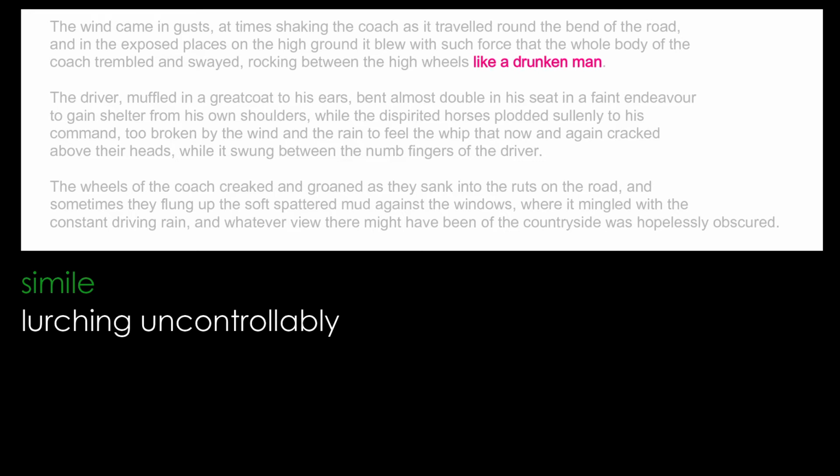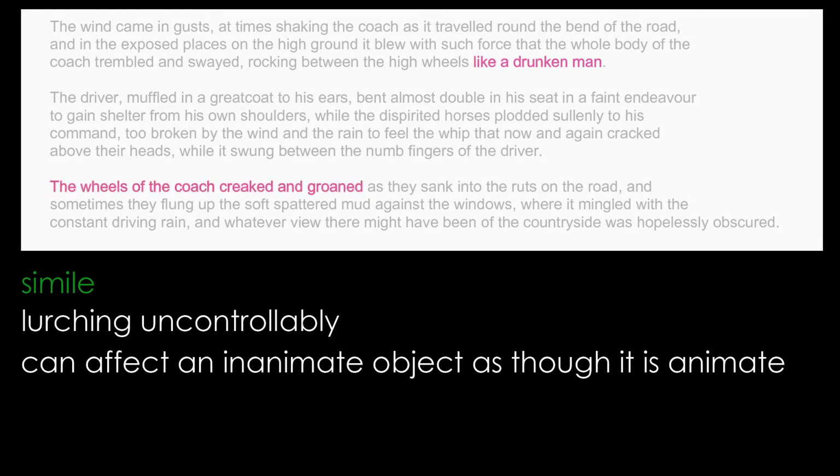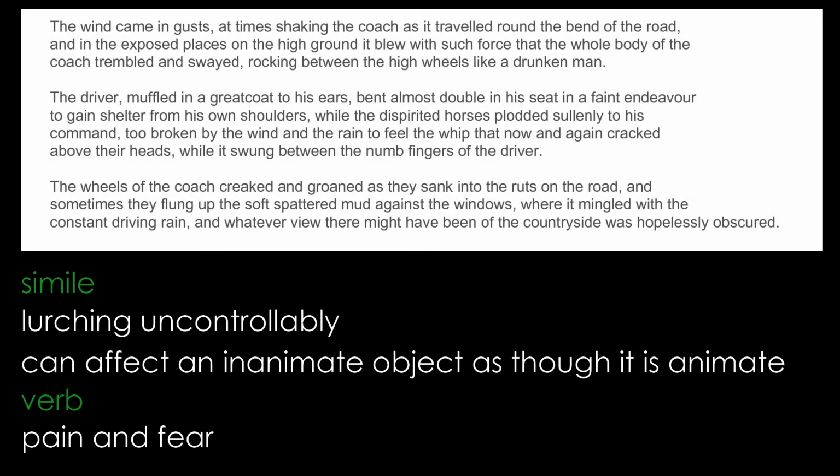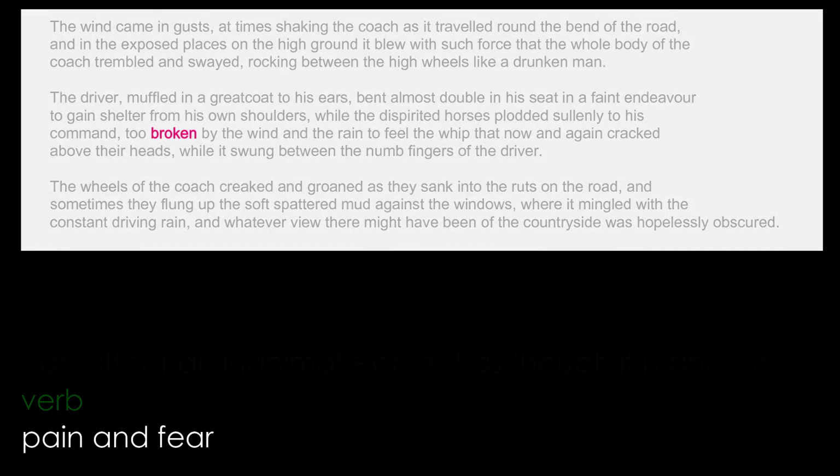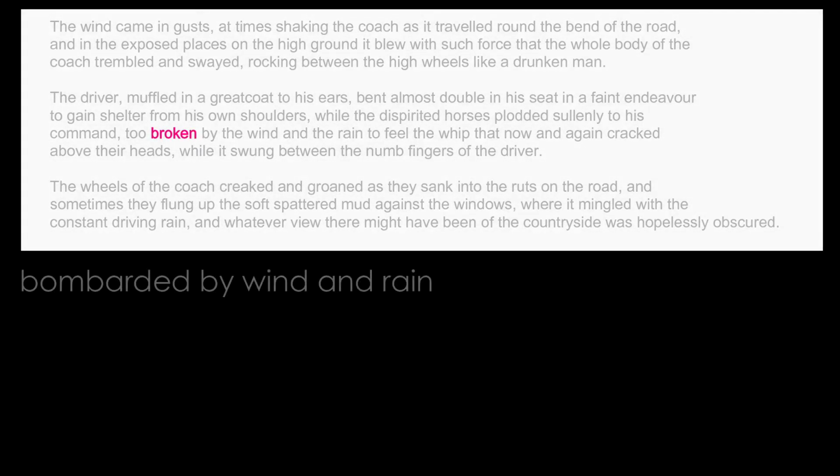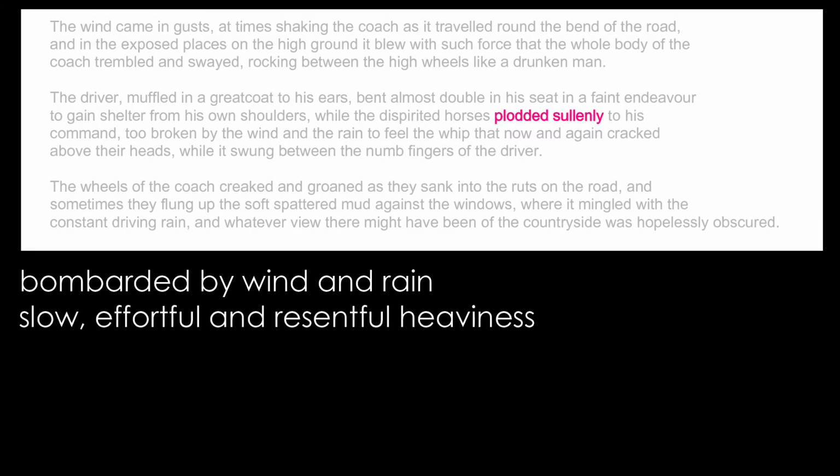The storm seems to be so powerful that it has the ability to affect an inanimate object as though it is animate, as "the wheels of the coach creaked and groaned". The verb "groaned" here evokes a sense of pain and fear. The weather doesn't only affect the coach, but the horses and people too. The storm has completely broken the spirit of the horses as they are bombarded by the wind and rain. The way in which they "plodded sullenly" suggests a slow, effortful and resentful heaviness in their tread. They are completely fed up and impervious to the efforts of the driver to whip them on.